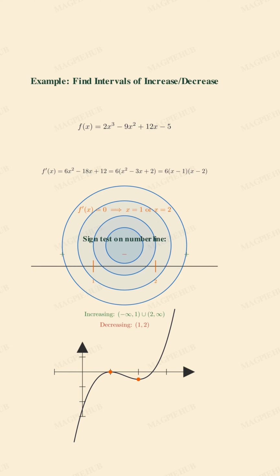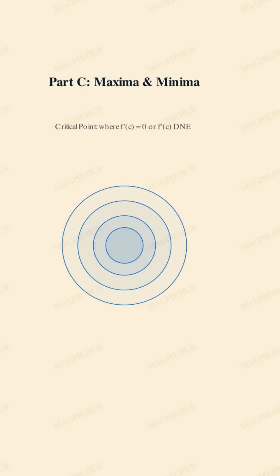F prime positive. Between 1 and 2, x minus 1 is positive, but x minus 2 is negative. F prime is negative. For x greater than 2, both factors are positive. F prime is positive. Conclusion: f is increasing on negative infinity to 1 and on 2 to infinity. F is decreasing on the interval 1 to 2. The graph confirms this.